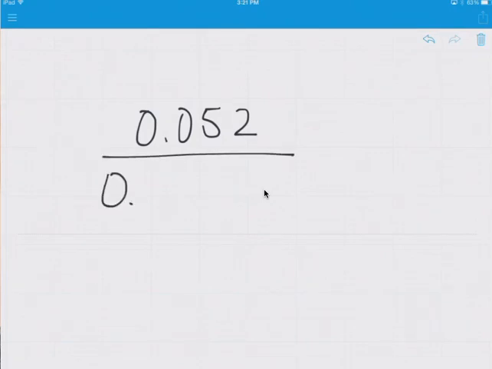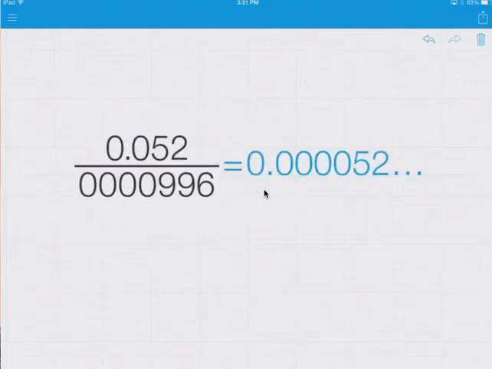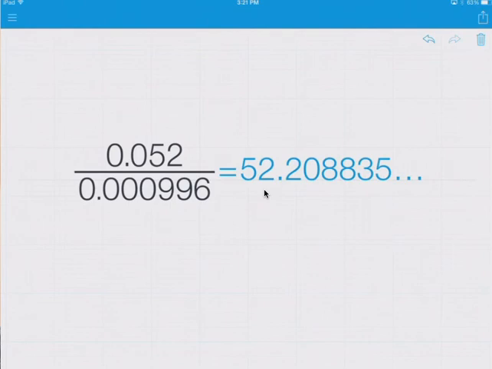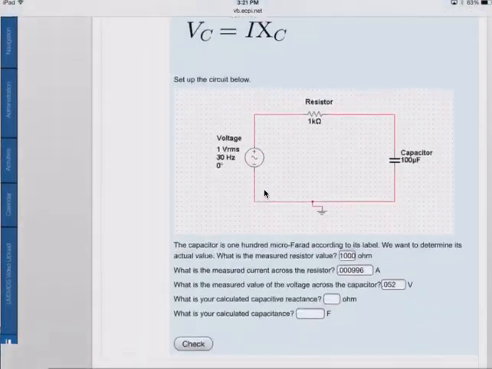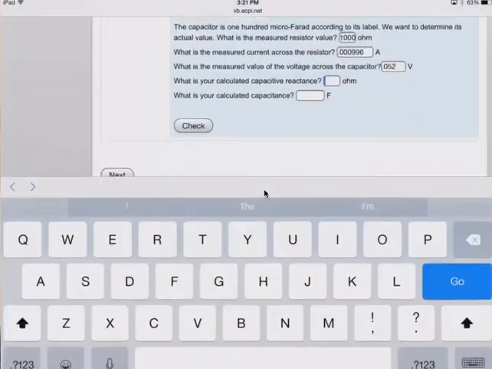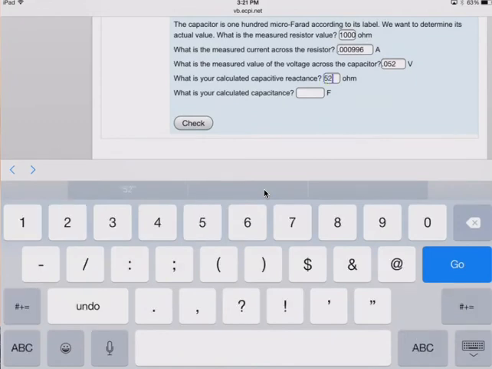Capacitor reactance is going to be found here. We know that we have ourselves a voltage already, and that is 0.052, and we need to divide this by the current, which is 0.000996. Remember, that was our current. Uh-oh, I need a point in here though. Okay, so we're coming out with 52 ohms. All right, so we have voltage over current, which gives ohms. Let's make sure we have that right. Yep. So this is going to be approximately 52 ohms.